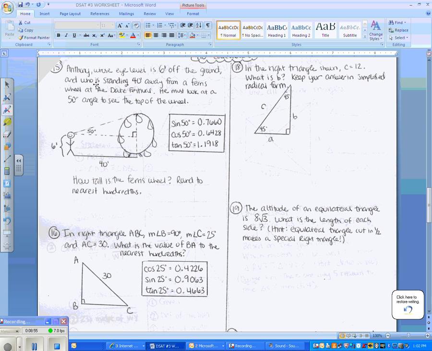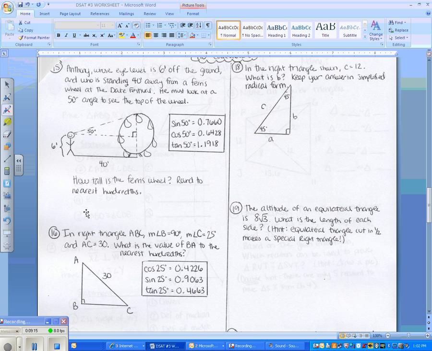Okay, number 15. Anthony, whose eye level is 6 feet off the ground and who is standing 40 feet away from a Ferris wheel. This Ferris wheel, I know. Not as good as my Eiffel Tower. Okay, he must look at a 50-degree angle to see the top of the wheel. How tall is the Ferris wheel? Round to the nearest hundredths. So this one they're going to want you to actually solve.